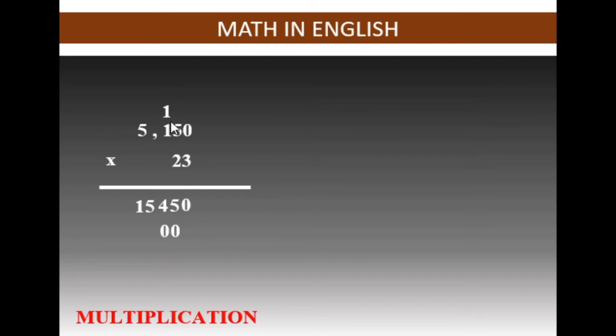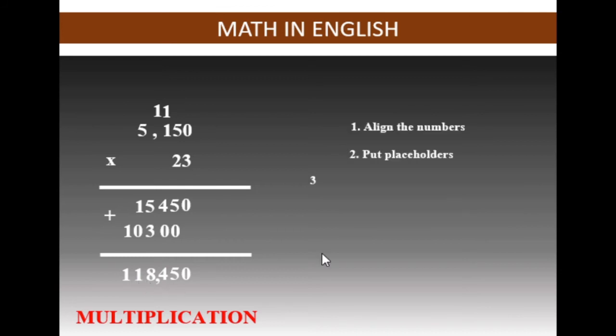Bring down 0, carry 1. 2 times 1 is 2, plus 1, you get 3. 2 times 5 is equal to 10. What's next? You will add both numbers. 0, 5 plus 0, you have 5. 4 plus 0, you have 4. 5 plus 3, you have 8. 1 plus 0, you have 1. And bring down 1. So your answer would be 118,450. Same rules will apply.